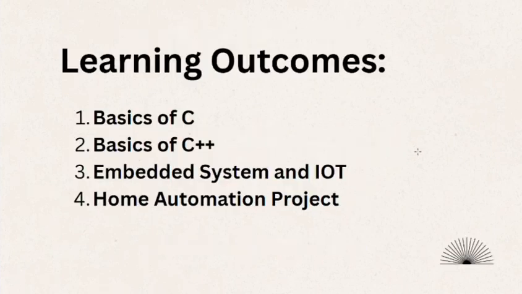We learn about the learning outcomes. In learning outcomes, first is basics of C, learning how the C programming language works. Second, basics of CPP. In basics of CPP, learning CPP and how it is different from C. Third, embedded system and IoT. In this, how small electronic systems connect with the internet. And the fourth, home automation projects. In this, we will build a project to control a home device automatically.